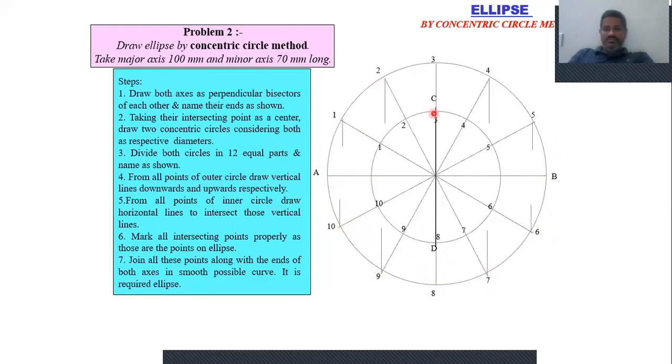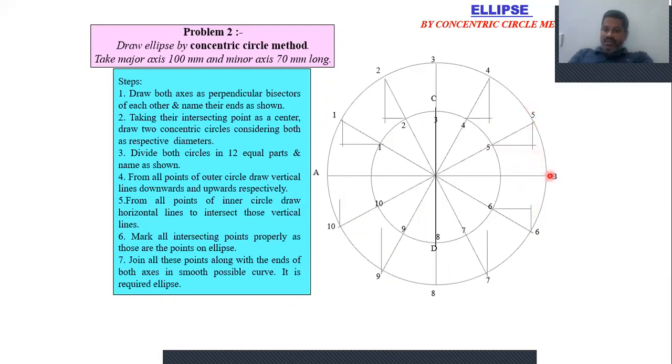After drawing the vertical lines from the major axis circle, draw the horizontal lines from the minor axis circle like this. Then draw the horizontal lines from 1, 2, and 3, which will coincide at this location. Draw the horizontal line here to intersect the vertical line at this location. Draw the horizontal line from point 5, which will intersect the vertical line of the major axis.